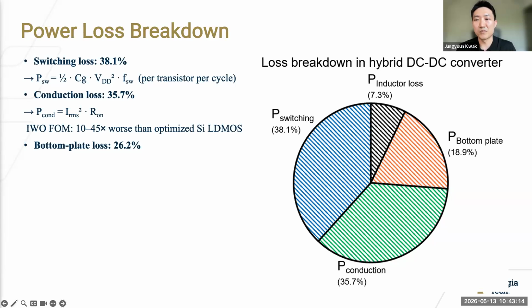Bottom plate loss comes from the parasitic capacitance on the bottom plate of the flying capacitor. It switches every cycle and wastes energy through the switch resistance. As indium tungsten oxide technology matures and the on-resistance and gate capacitance figures of merit improve, both switching loss and conduction loss will decrease together. The bottom plate loss requires a different approach, such as capacitor structure optimization or charge recycling.